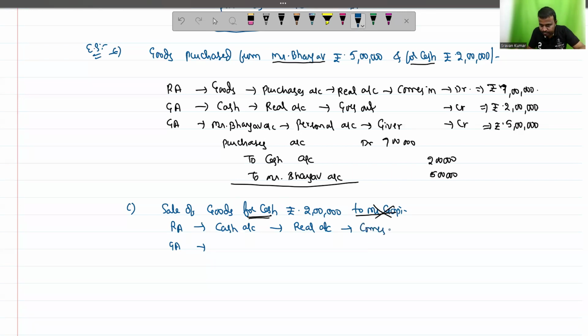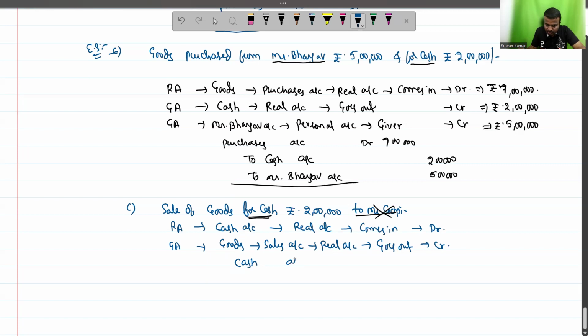Here cash comes into the business, so that account is debited. And what is the giving aspect? The giving aspect is nothing but goods. But remember, if the goods are sold by the business, we have to use the word sales account. Goods is a real account. As per the real account rule, what comes in is debited and what goes out is credited. So the journal entry is: cash account debited to sales account.